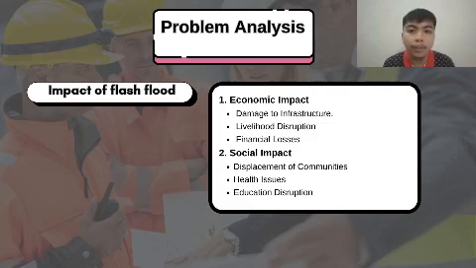Second, livelihood disruption. Floods can destroy crops, livestock, and small businesses. Small businesses, for instance, may face losses when inventory is damaged or supply chains are cut off. Finally, financial losses. For businesses, floods mean shutting down operations, damaged property, and loss of income. This creates a ripple effect, impacting the local economy and slowing recovery.